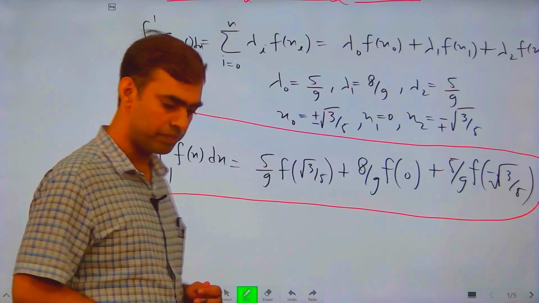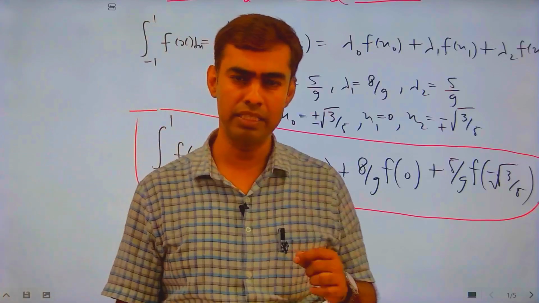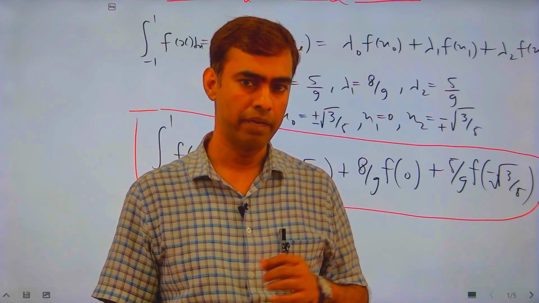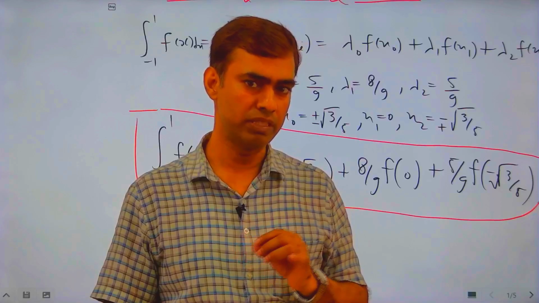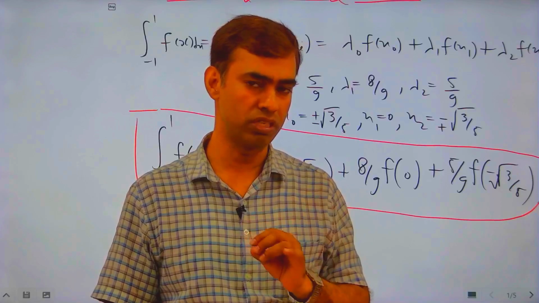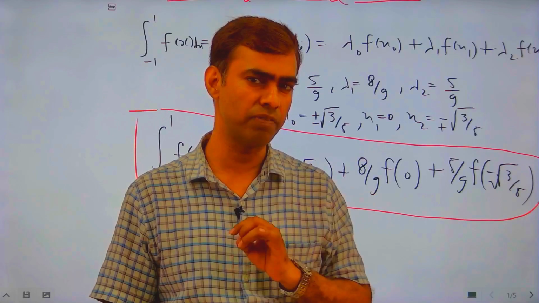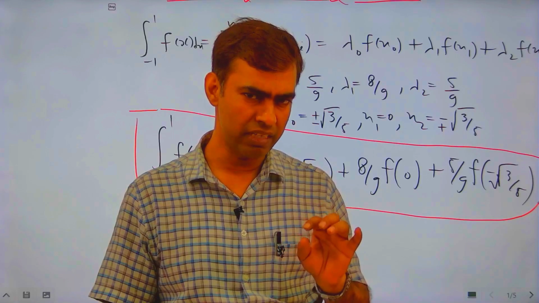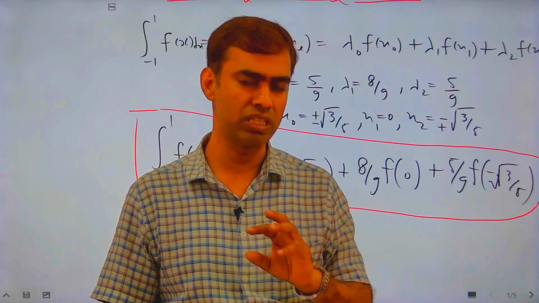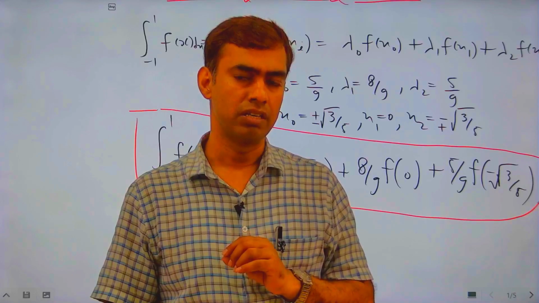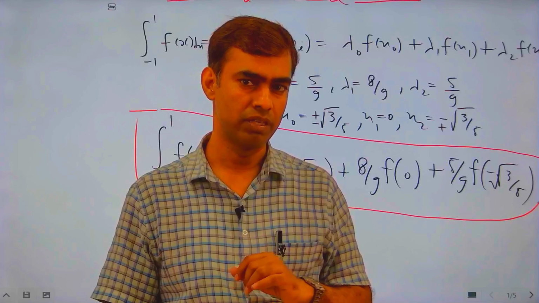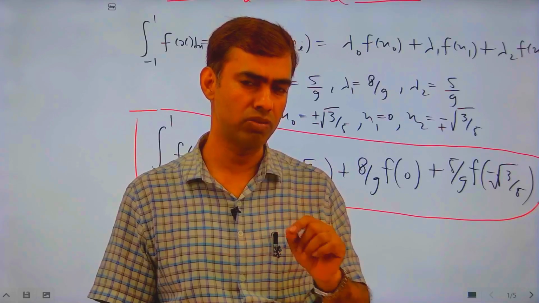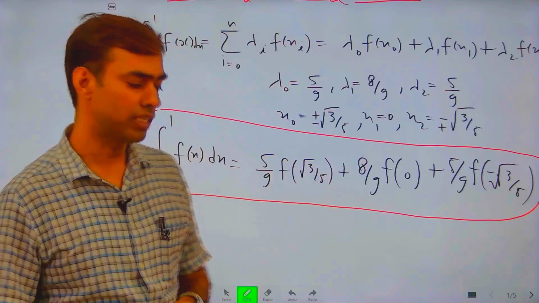Now the question is, as at the start of the lecture we said that if we are able to find these unknowns with the help of Legendre's polynomial, then that is why we say this is the Gauss-Legendre integration method. That means we are able to find the values of lambda 0, lambda 1, x 0 and x 1 with the help of Legendre's polynomial.